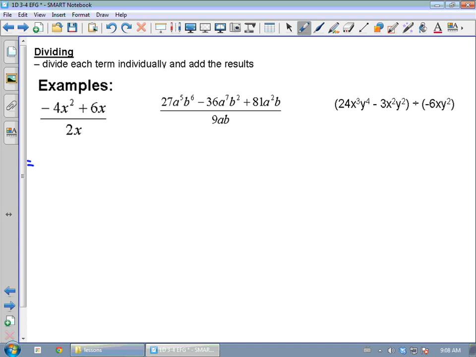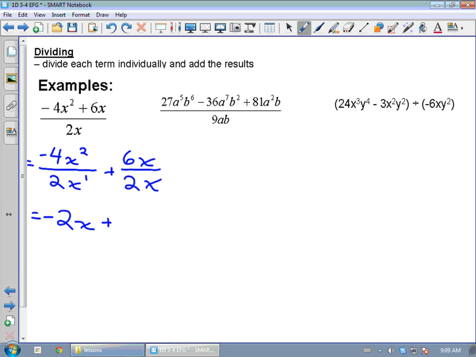My first term in my polynomial, or in my numerator here, is negative 4x squared. So I want to divide that term by 2x. To this I'm going to add my second term, 6x, again, divided by 2x. And then I can do this division just like I did in the previous lesson. So divide my coefficients. Negative 4 divided by 2 is going to give me negative 2. My bases line up, so I'm just going to have an x still. And then I'm going to subtract my exponents. 2 minus 1 gives me just 1.